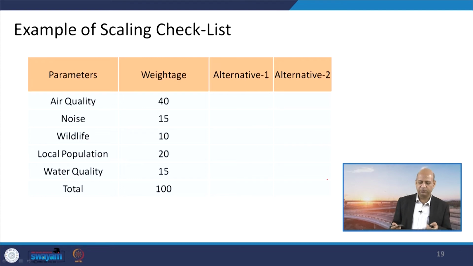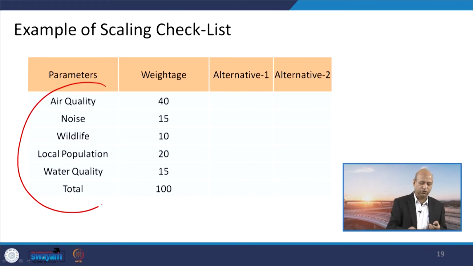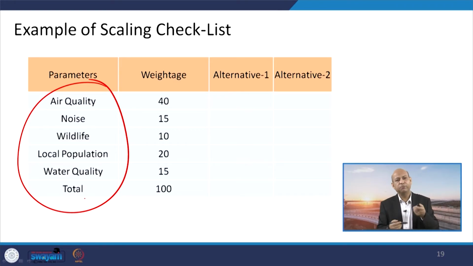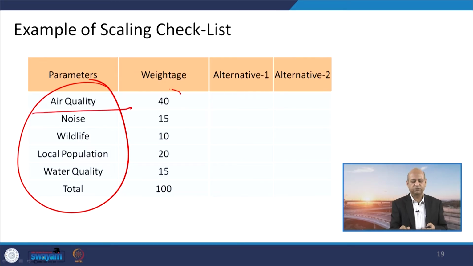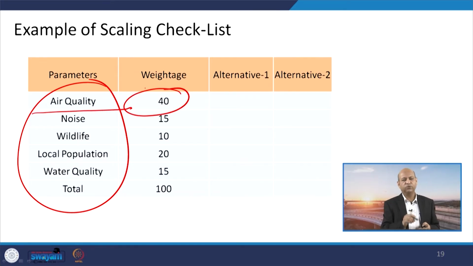So, scaling of the checklist can be like weightage for a particular project. In terms of air quality, noise, wildlife, local population, water quality, the impact will be in what weightage. Let us say for air quality, some experts say I will give 40% of the weightage, because this particular project is going to deteriorate air quality very much. So, more weightage can be assigned to that particular parameter. Similarly 15, 10, and the total should be 100.